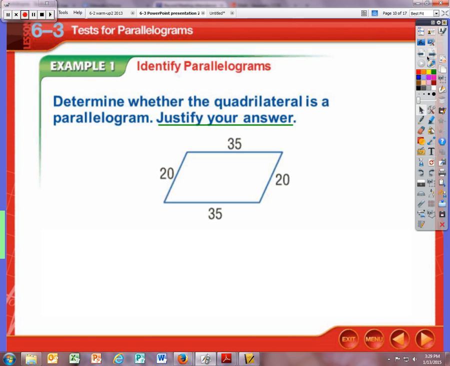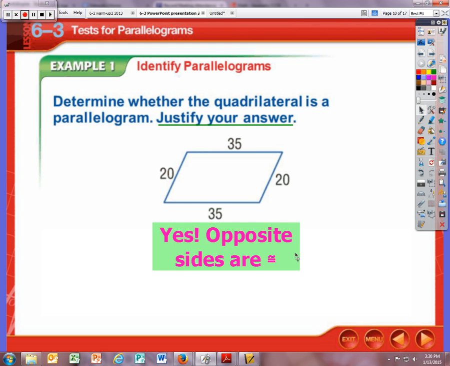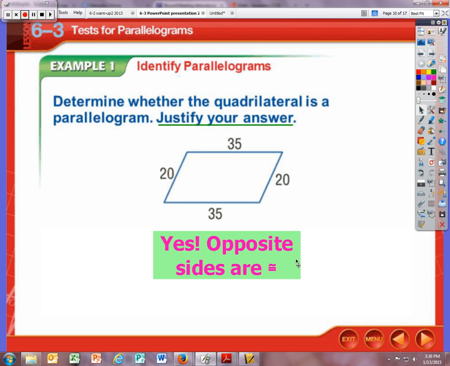So let's look at a few practice problems. Determine whether the quadrilateral is a parallelogram and justify your answer. So again, all we're doing here is we're looking at the properties, something about the sides. We don't know anything about the angles, so we're not even going to entertain any of those properties, but we are going to look at these side relationships. So we've got a 35, a 35, a 20, and a 20. Since the opposite sides are congruent, we can say with confidence, yes, this is a parallelogram.